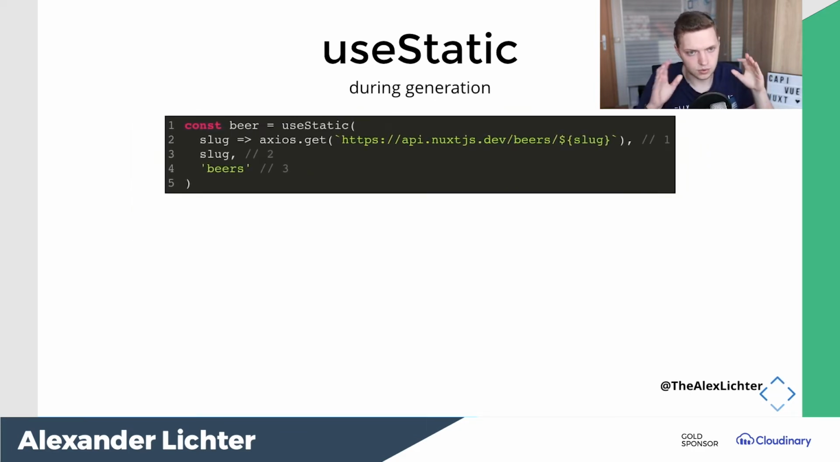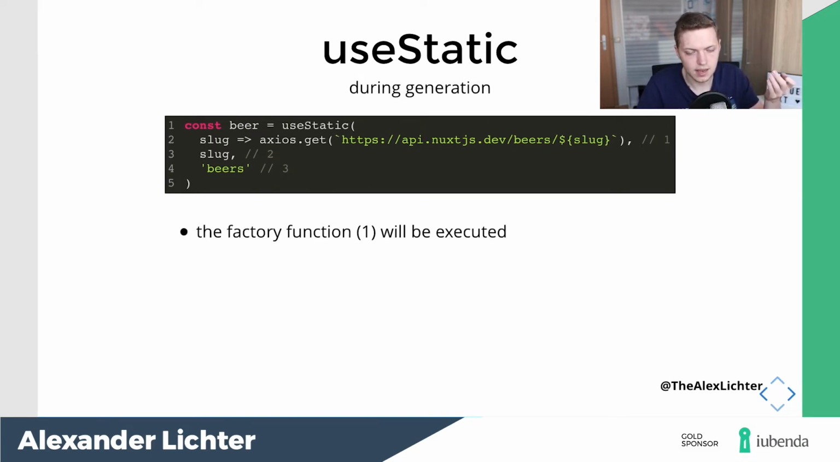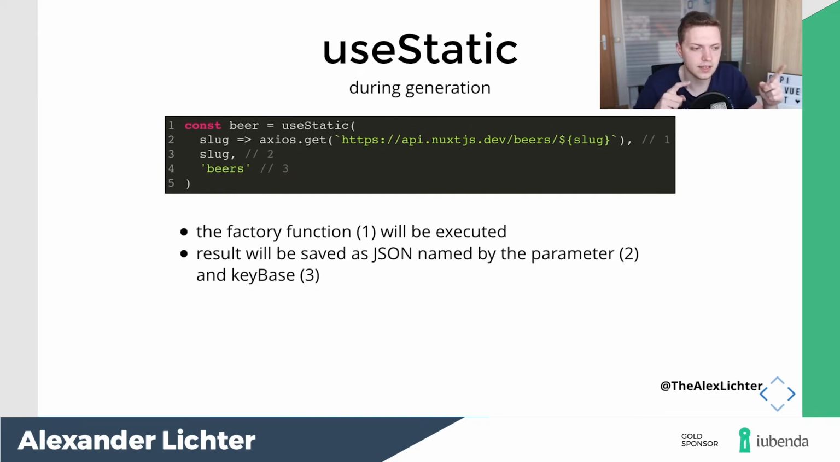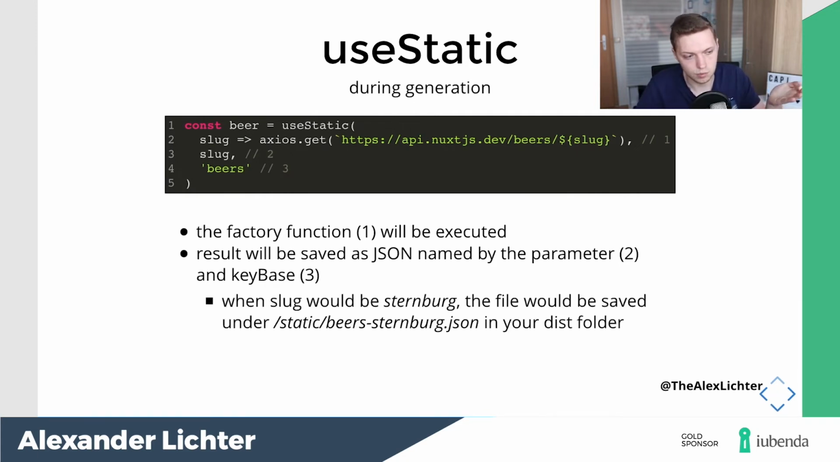During the generation, by using something like yarn generate, that factory function 1 will be executed, and it gets 2 and 3 as parameters. In here we only use 2. We use that slug, and it will do that API call, and the result of the API call will be saved as JSON, named by the parameter, so by 2, and by the key base 3. So when, for example, the slug would be Sternburg, then that file would be saved under /static/beers, because it's our third parameter, dash Sternburg, the second, the slug, right?